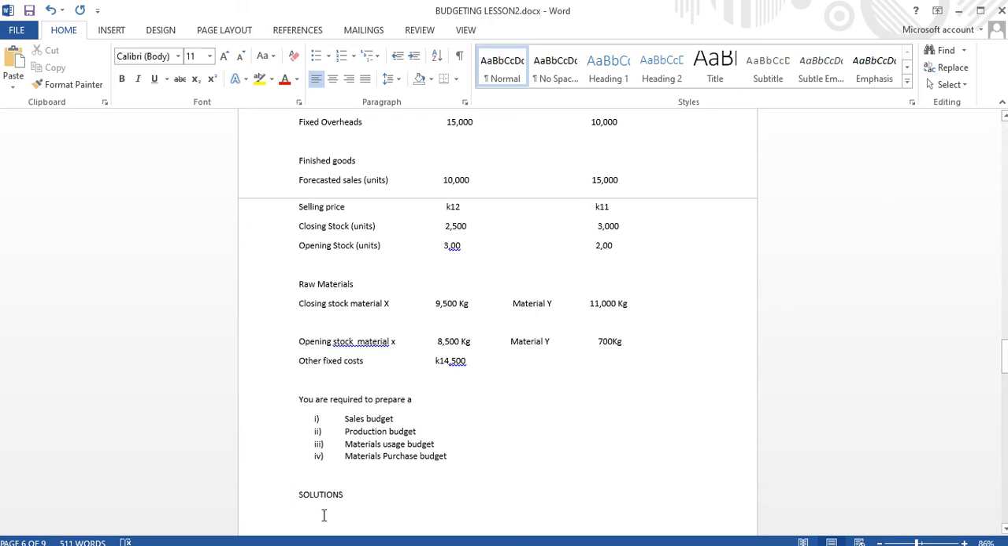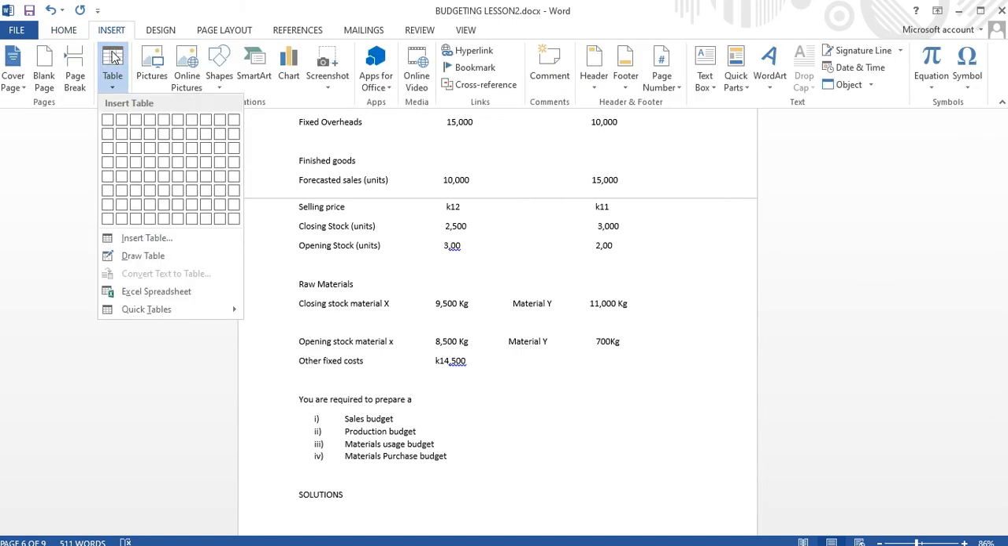So the first thing we'll make is our sales budget. Sales budget basically is just telling us how many units we intend to sell at their intended selling price, and we'll be able to get the revenue which we expect from selling these units. We're able to say how much revenue we'll make. So we just put in a table here, our sales budget.